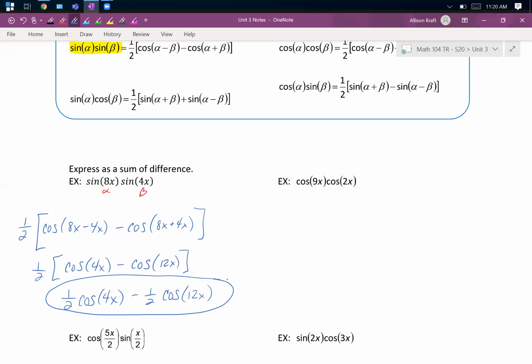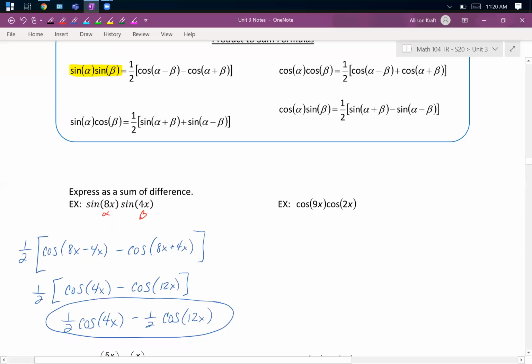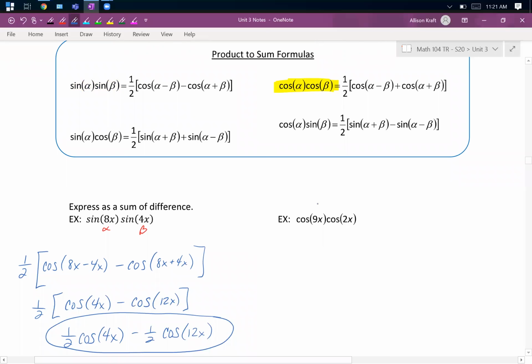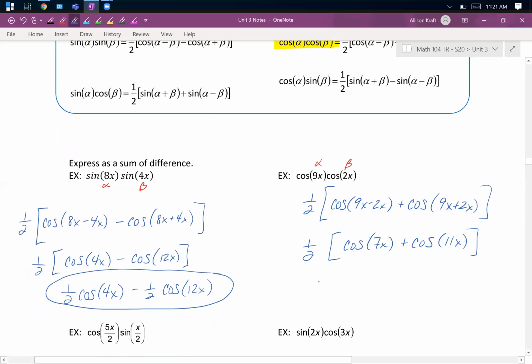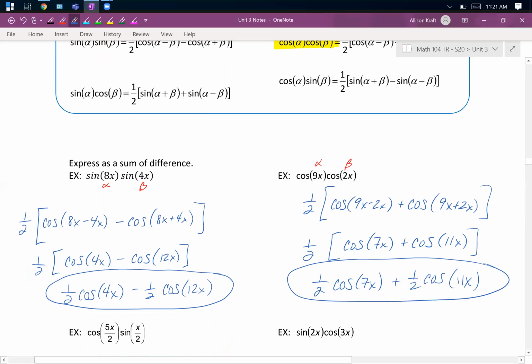Next, we want to write cosine of 9x, cosine of 2x as a sum or difference. We have cosine times cosine, our top right formula, where 9x is our alpha and 2x is our beta. We'll have 1/2 times the quantity cosine of 9x minus 2x plus cosine of 9x plus 2x. And then we clean up: 1/2 cosine of 7x plus cosine of 11x, and then distribute your 1/2. Questions, anybody?